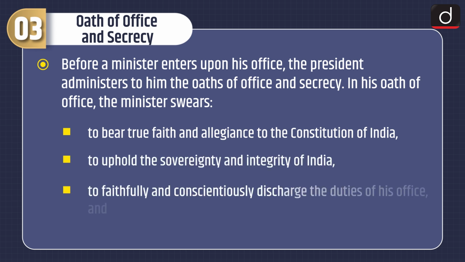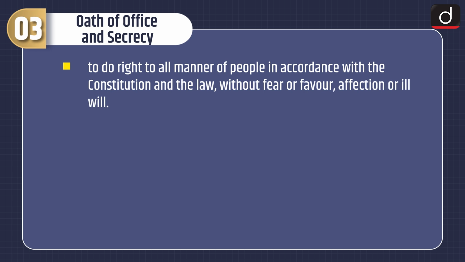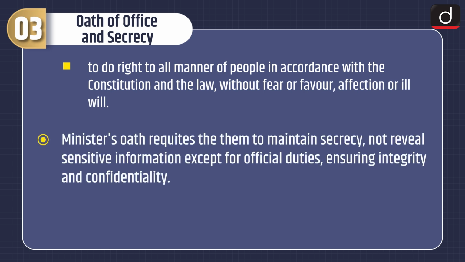Before a minister enters upon his office, the President administers to him the oaths of office and secrecy. In his oath of office, the minister swears to bear true faith and allegiance to the Constitution of India, to uphold the sovereignty and integrity of India, to faithfully and conscientiously discharge the duties of his office, and to do right to all manner of people in accordance with the Constitution and the law, without fear or favor, affection or ill will. The minister's oath of secrecy requires them to maintain secrecy, not to reveal sensitive information except for official duties, ensuring integrity and confidentiality.